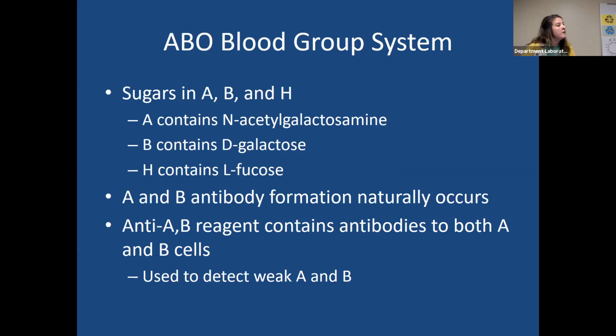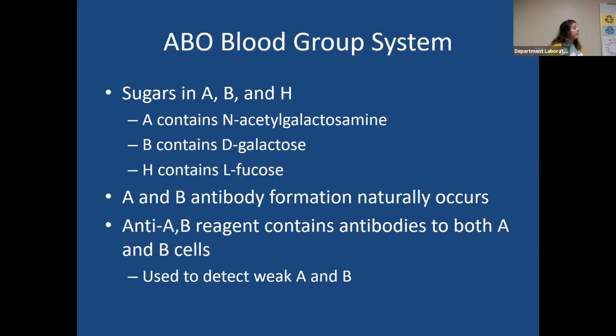And remember, our ABO antibodies are of IgM classification. They are naturally occurring. So remember, your ABO antibodies start developing at about 6 months of age from the food you eat, the air you breathe, okay? They're naturally occurring.